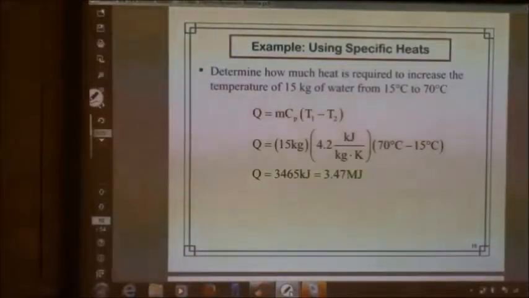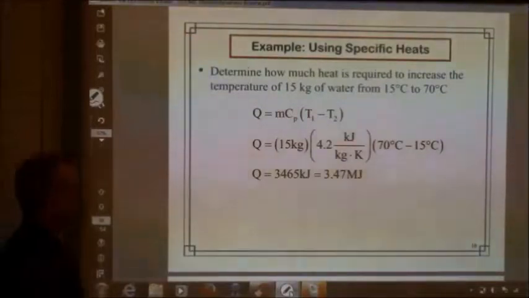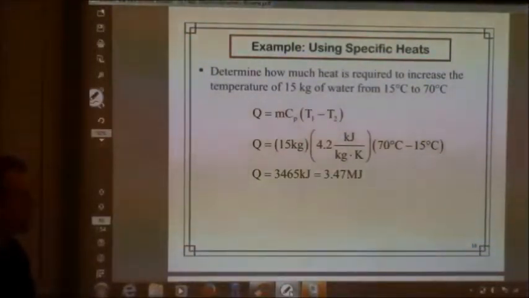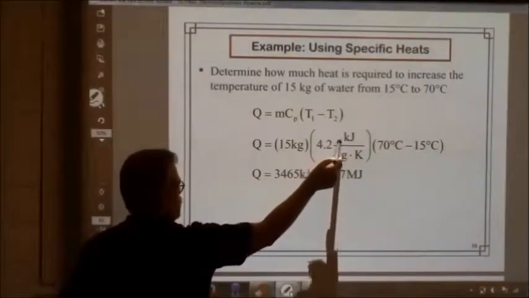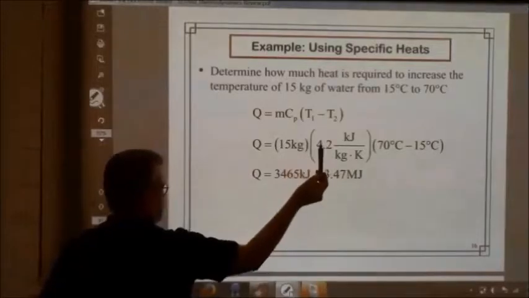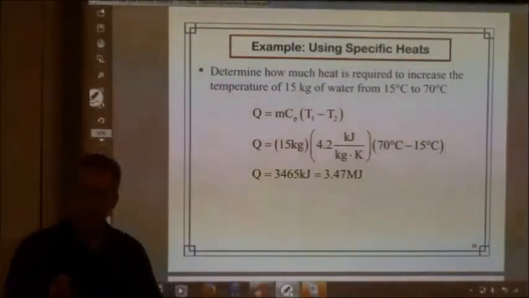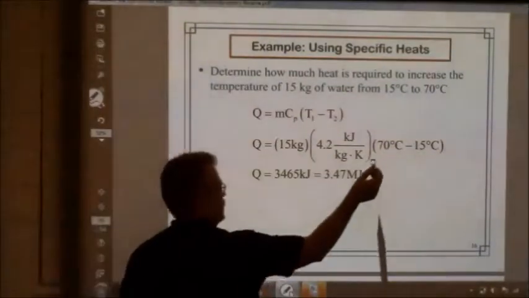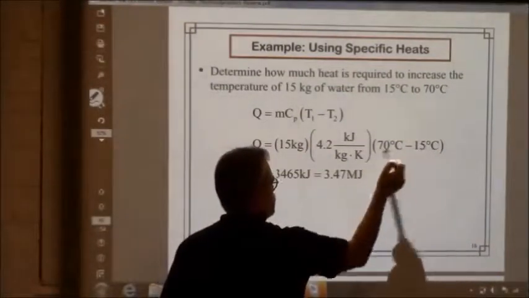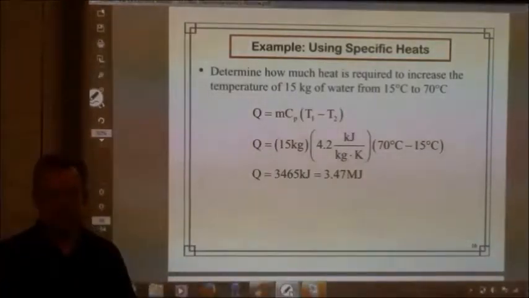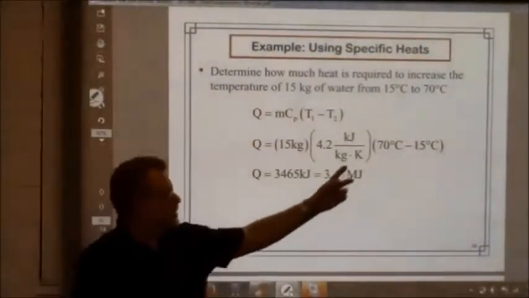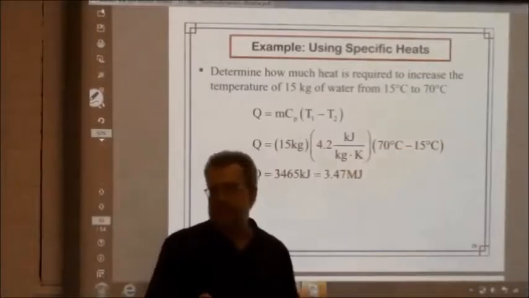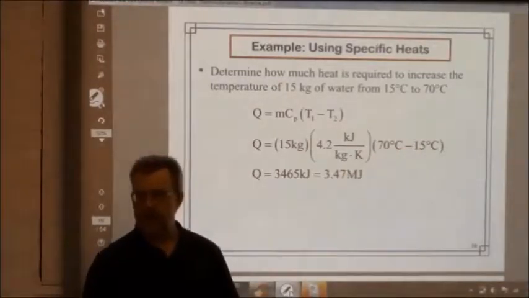So here's how we would use this, for instance. Determine how much heat is required to increase the temperature of 15 kilograms of water from 15 degrees C to 70 degrees C. So you would take CP, which is in kilojoules per kilogram Kelvin, and multiply by the number of kilograms. Now here, you can see I'm finessing the units. This is in degrees C, this is in Kelvin. Can we do that? Can we cancel those out? Well, how would we convert these to Kelvin? What would I do? Yes?